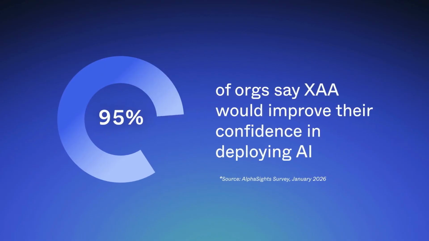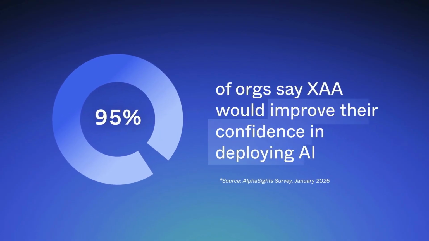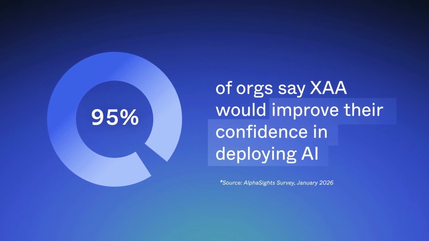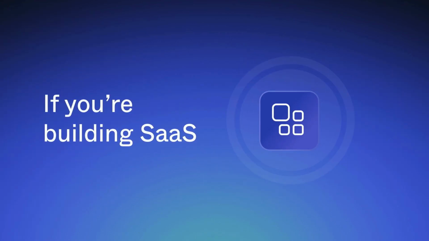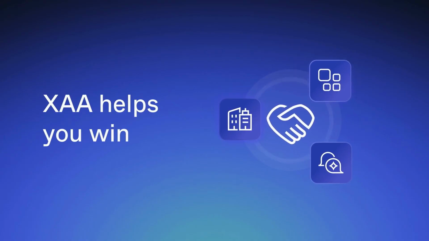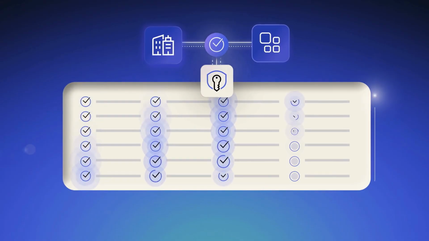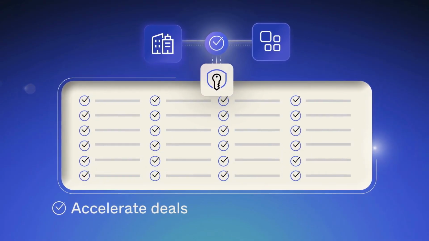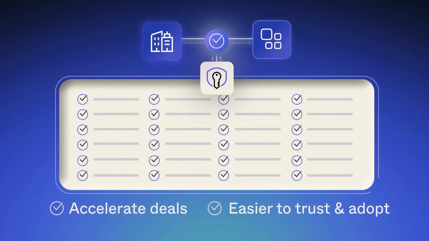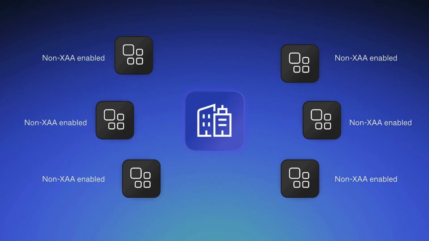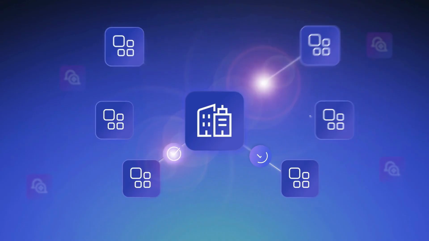95% of orgs say cross-app access would improve their confidence in deploying AI. If you're building SaaS, cross-app access helps you win. It shows enterprise customers you can meet their security and governance requirements from day one, accelerating deals and making your integrations easier to trust and adopt. This is how you stand out in a world moving to AI-driven agentic workflows.